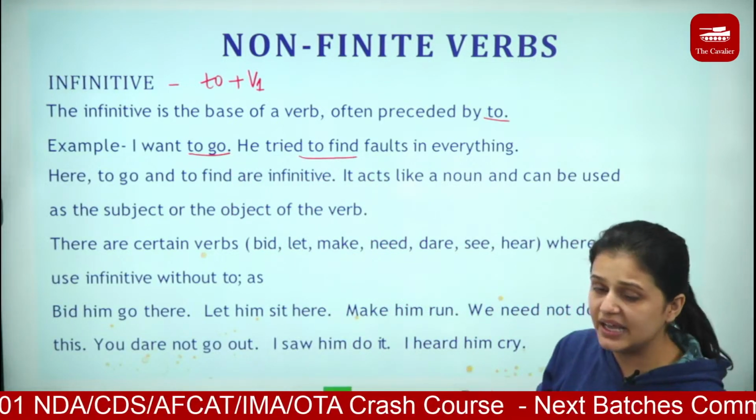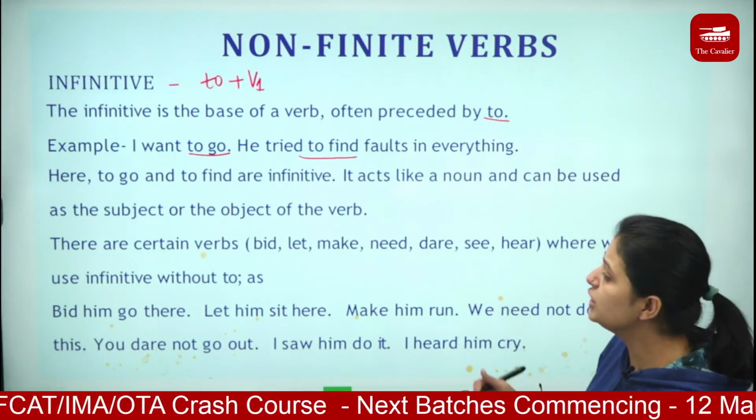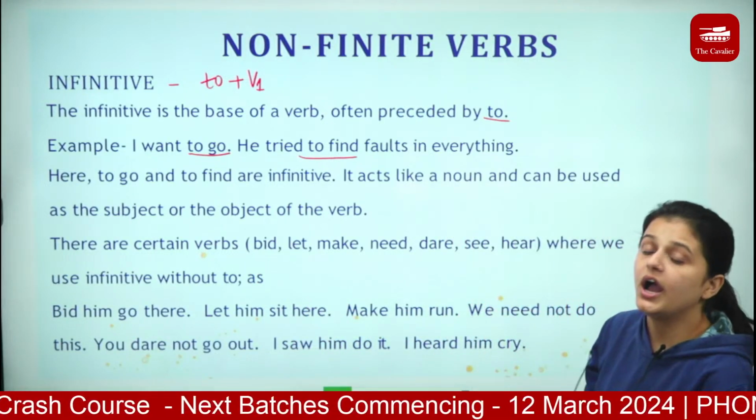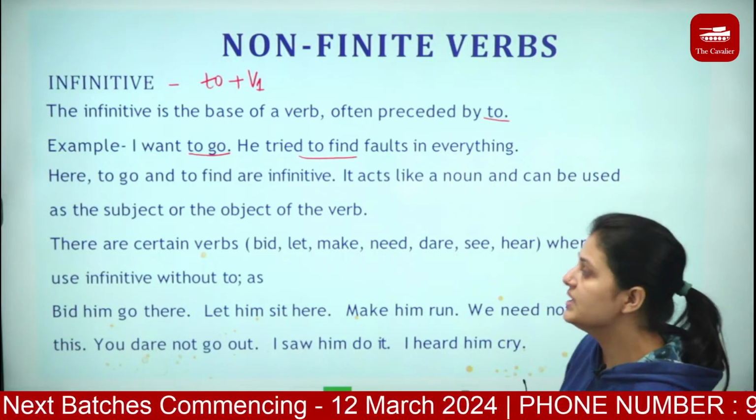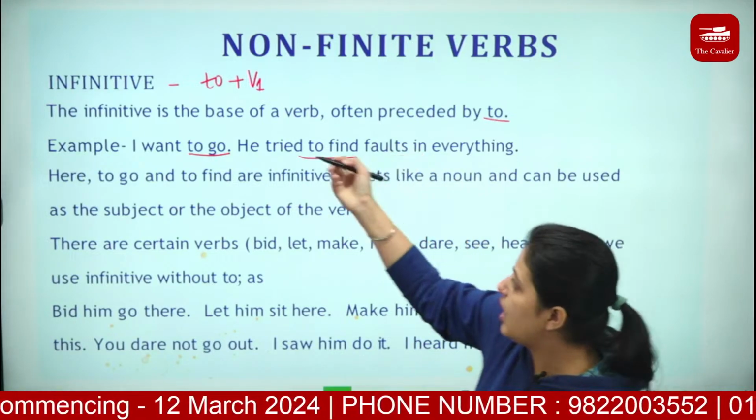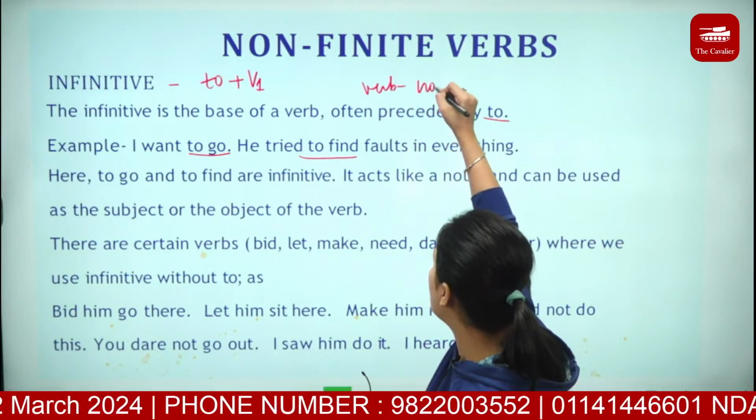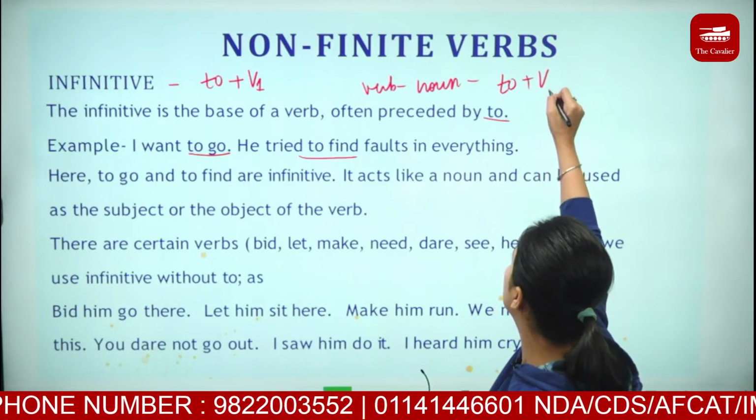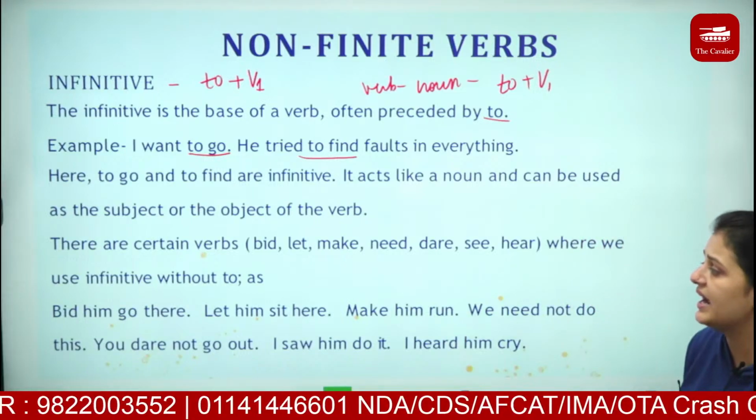It acts like a noun and can be used as subject and object both. Okay, infinitive होता है जब हम verb की फर्स्ट फॉर्म को to के साथ यूज करते हैं. ठीक है, जैसे यहाँ पर एग्जाम्पल्स दे दिए हैं. अब इसको ये how does it act? So here the verb acts as a noun in the form of base verb preceded by to. Okay, it can act as subject or it can act as object.